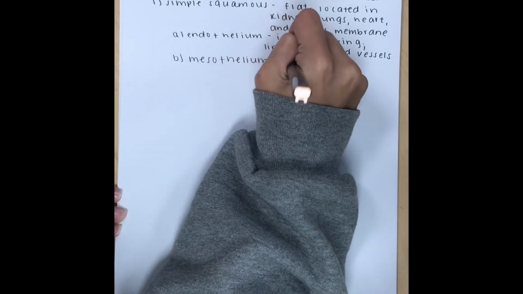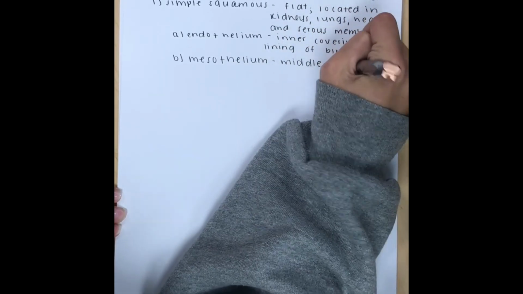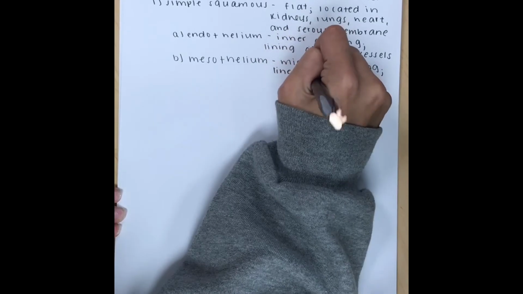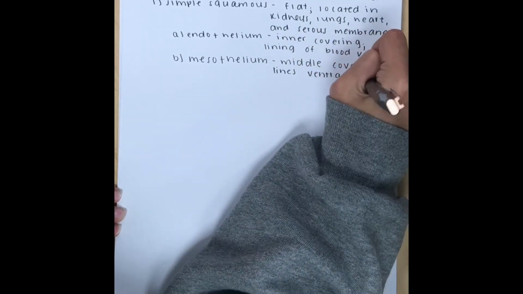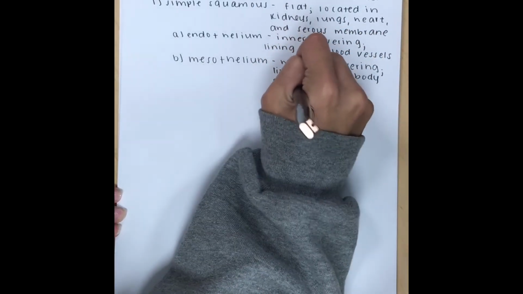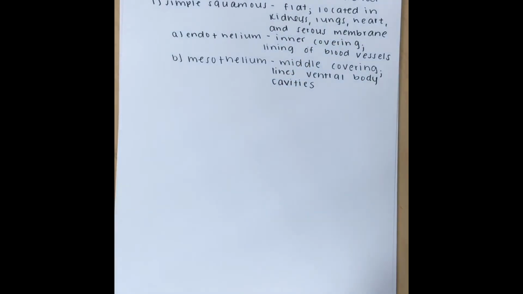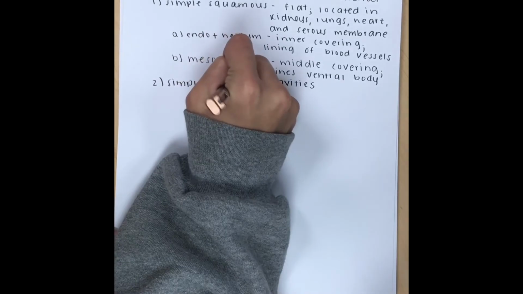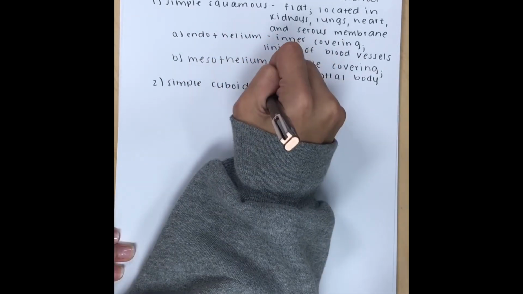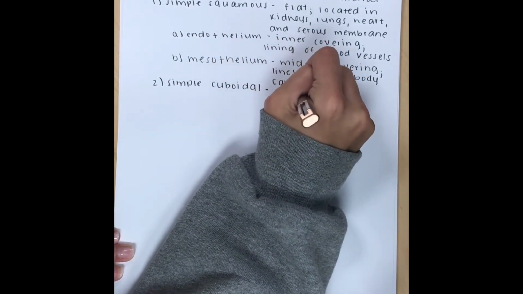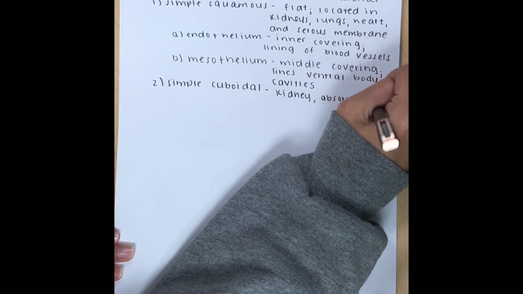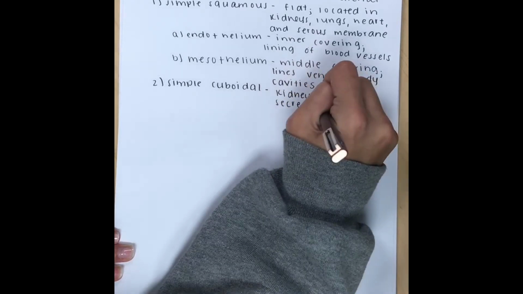Up next is the mesothelium. The mesothelium is the middle covering. It lines the ventral body cavities and serous membranes. Moving on to simple cuboidal. It is found in the kidneys and is responsible for secretion and absorption of material.